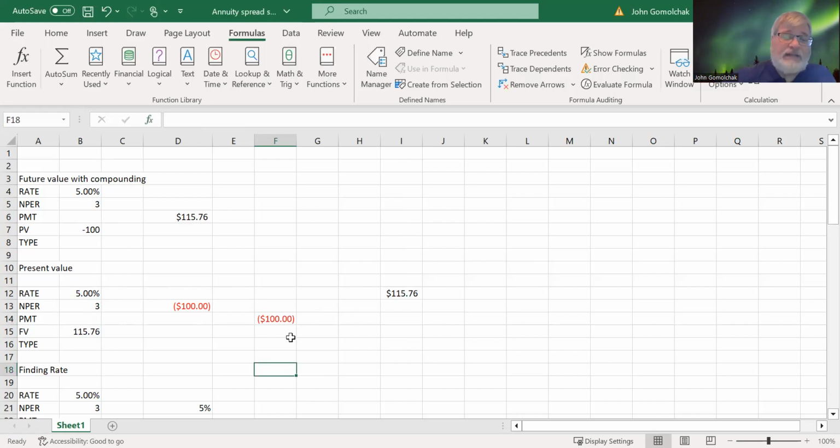Okay, it gives me the negative $100 because remember that was the negative that we had to put in way back here when we were compounding, because that's money out of pocket. This 115 is not a negative number because that's money that we receive in the future. So we would be getting that money. That would be a positive flow. So that means that we would have to pay out this $100 in the past in order for us to get that. So it's going to come back as a negative number.